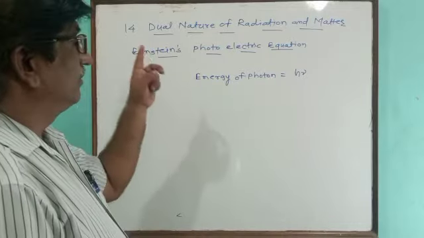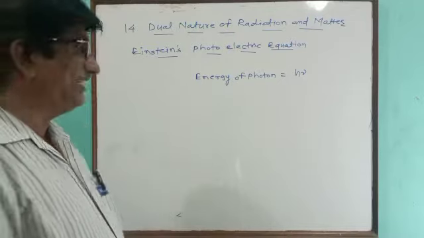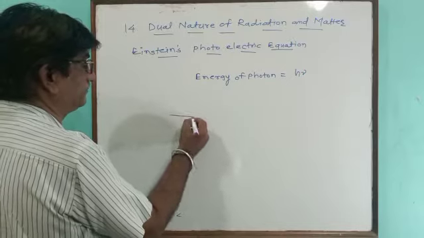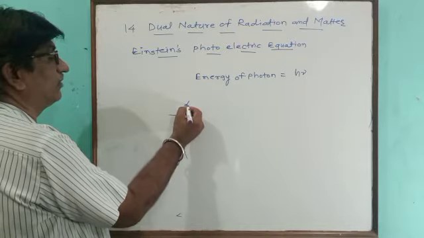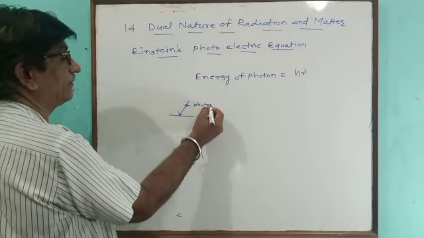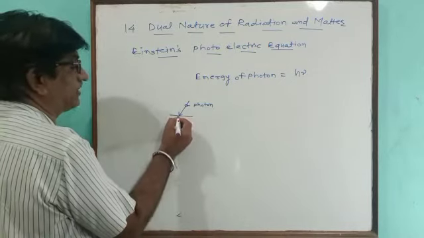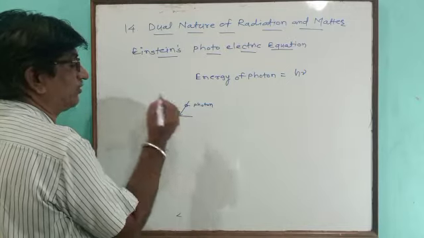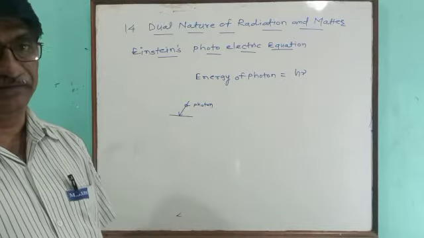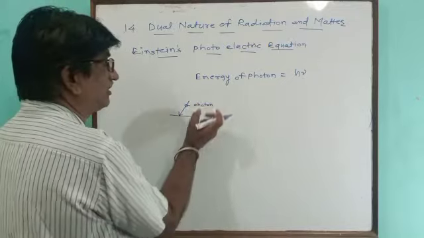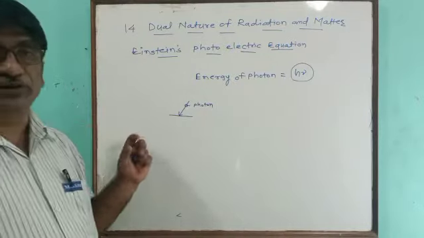when energy of radiation of light is incident on metal, in this radiation photons are present, and when these photons are incident on the metal surface, in this metal surface atoms are there, so electrons are present. When photon and electron collide with each other, the electron can absorb all the energy.